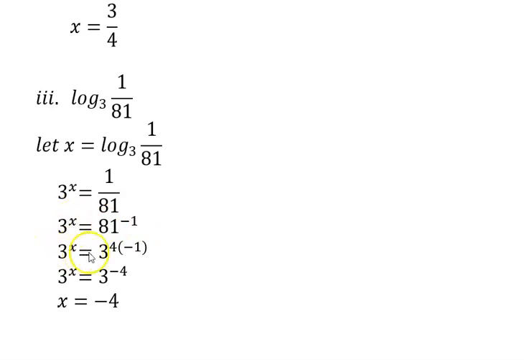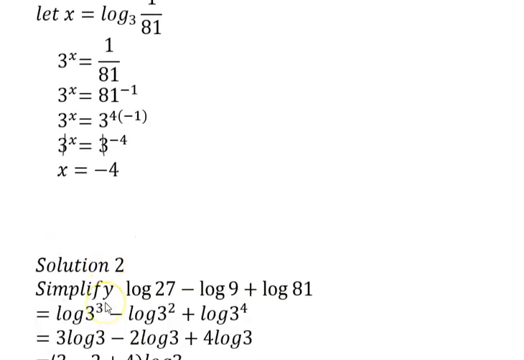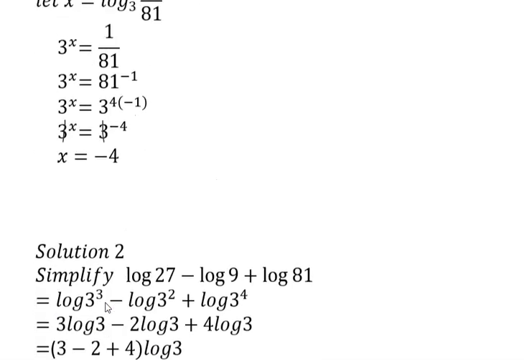3 raised to power 4 will give us 81. But we have minus 1 here, we should not forget. So this minus 1 multiplied by this 4 is going to change to minus 4. Beautiful. So our 3 raised to power x equals 3 raised to power minus 4. So this 3 can cancel out this 3, and our x will now be what? Minus 4. Awesome.